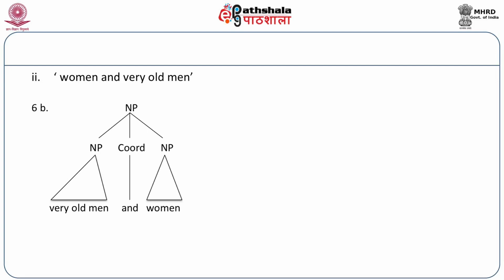However, in 6B, very old men is a separate noun phrase and it is coordinated with the other noun phrase, women. Here, very old, the adjective phrase, only modifies men and does not modify women, and therefore this gives us the meaning men are very old but women are not.